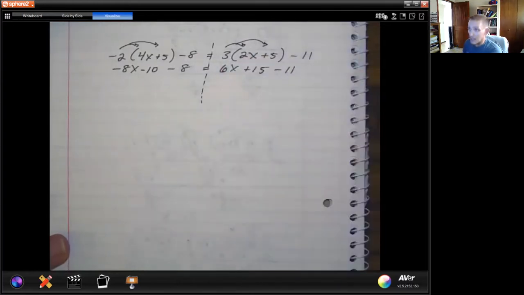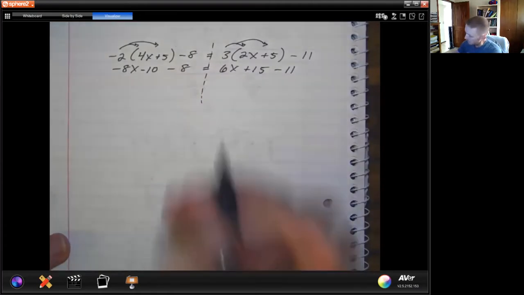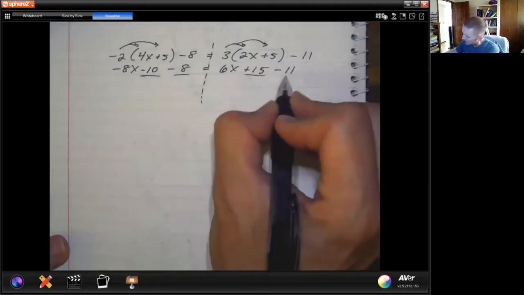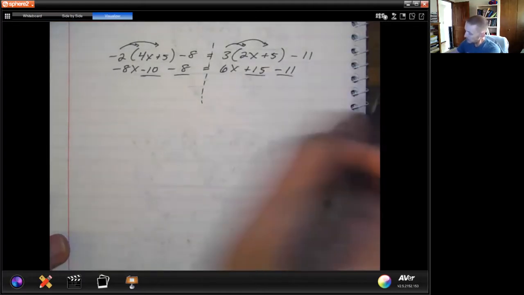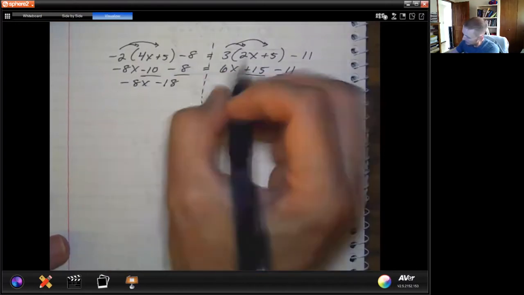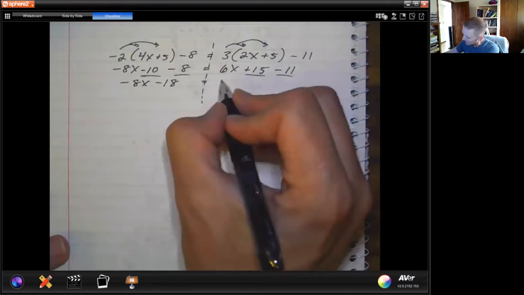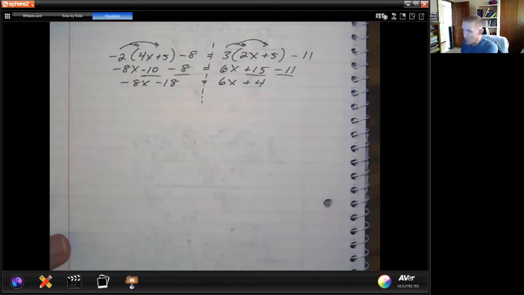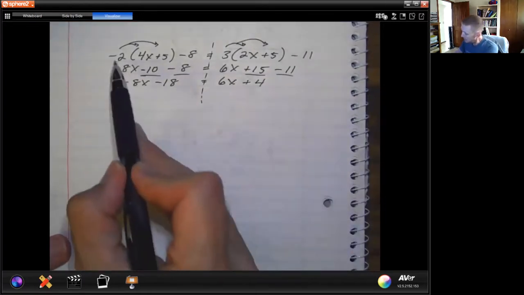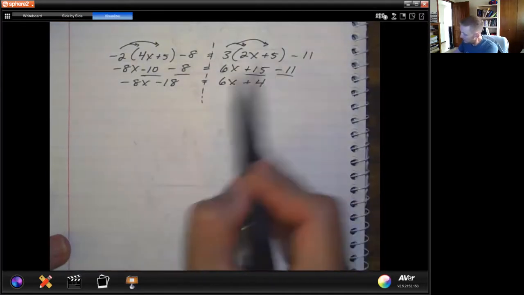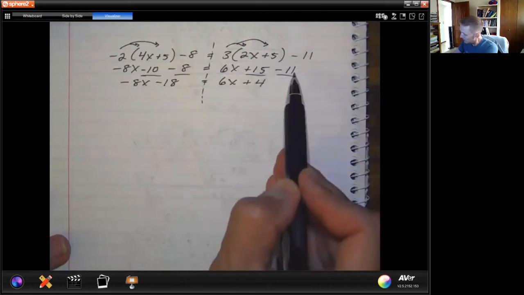I have to combine like terms on the same side of the equals, and so when I do that, I'm going to combine these here. And on the other side, I'm going to combine these here. This is going to give me negative 8x minus 18 equals, and this is going to give me 6x plus 4. I'm going to take a moment just to look to make sure I haven't made any mistakes before I keep going. So I distribute here. I like that. Distribute here. I like that. Combine my like terms.